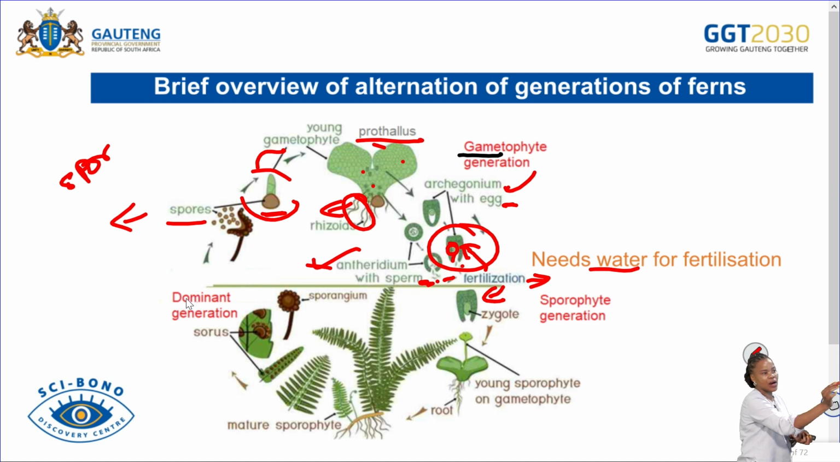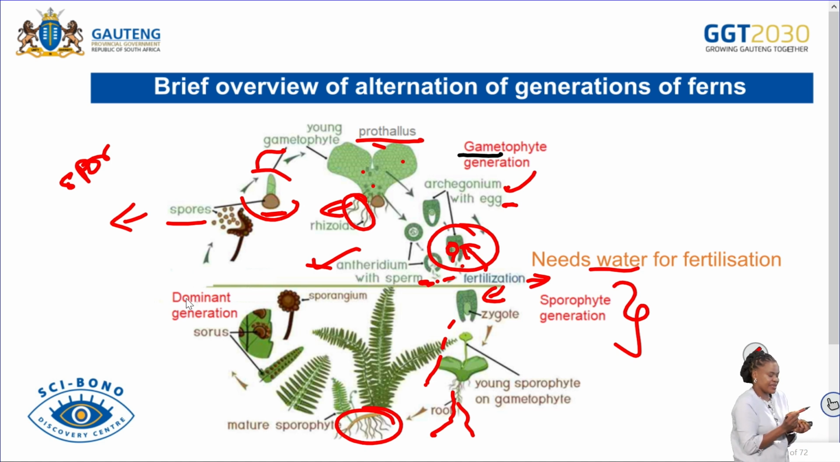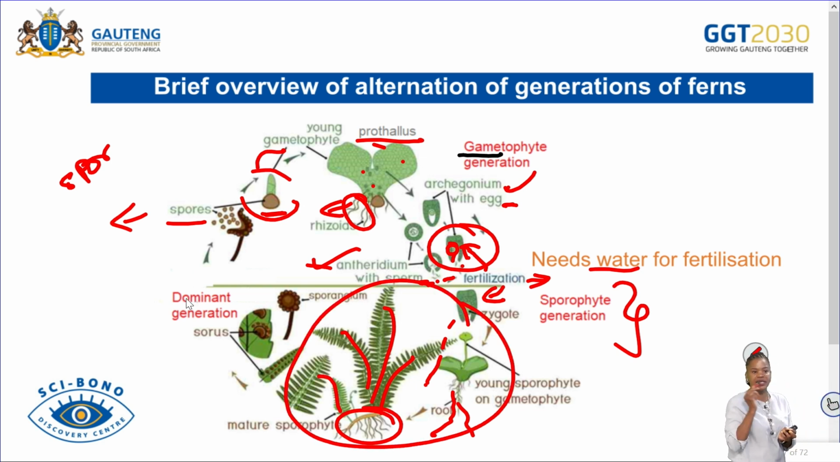After the fertilization has occurred, this structure develops into what we call the zygote. The zygote now starts the second generation, which is the sporophyte generation. The zygote develops into the young sporophyte. On the gametophyte, here are the roots now. The roots are starting to develop, and then the roots are anchored in the soil, and we end up having the mature sporophyte. This is what we'll be seeing, which is our fern plant.